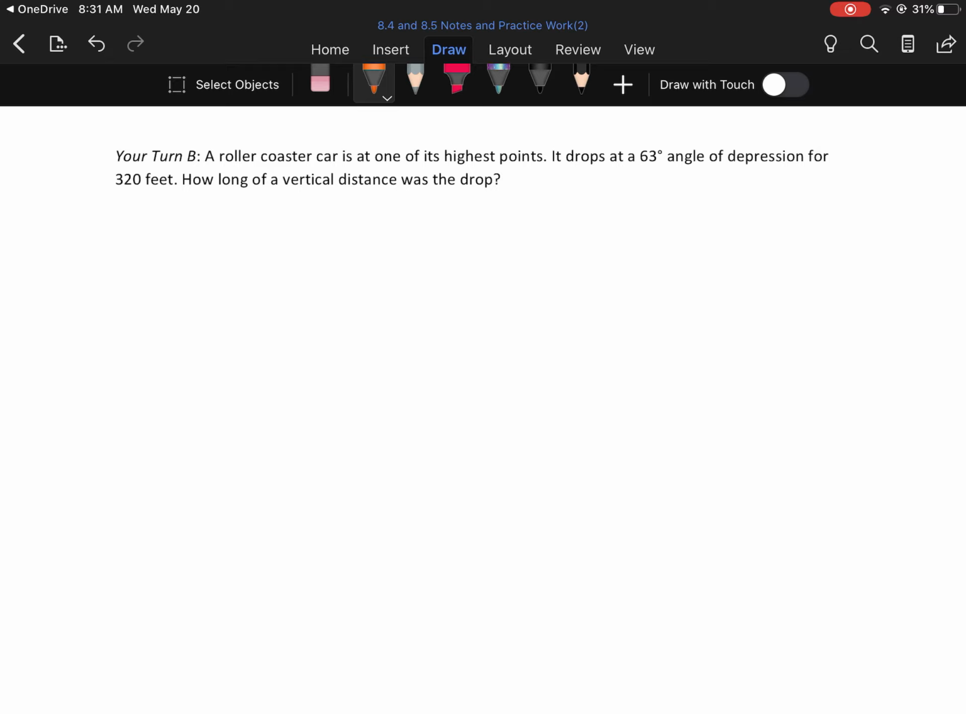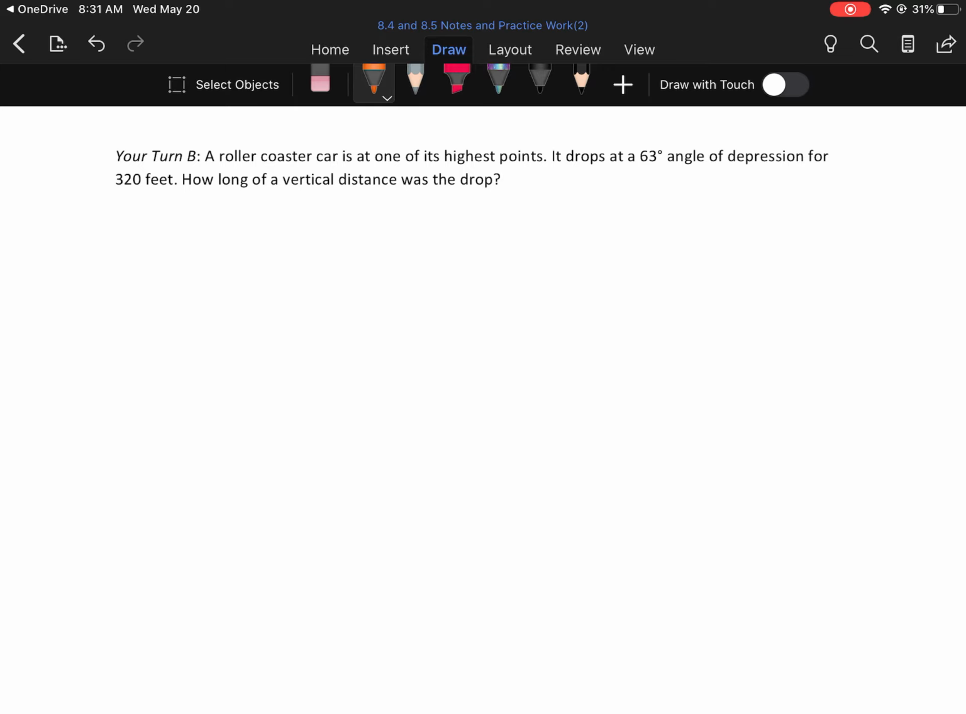All right, so we have a roller coaster car is at one of the highest points. It drops at a 63-degree angle of depression for 320 feet. How long of a vertical distance was the drop?